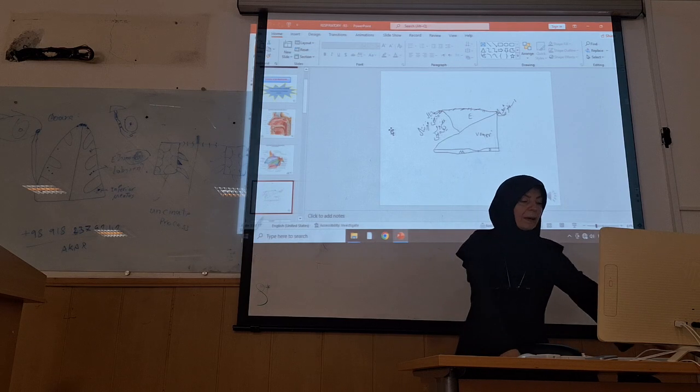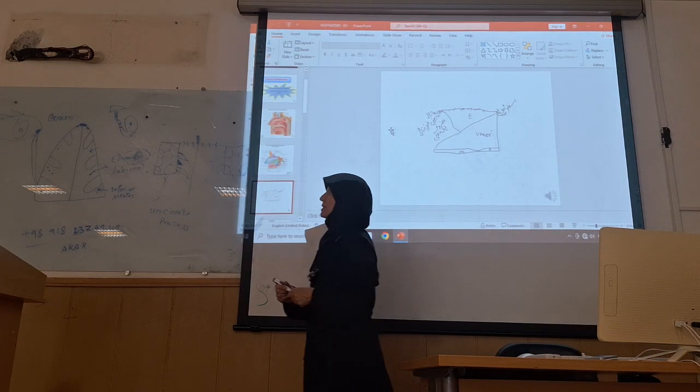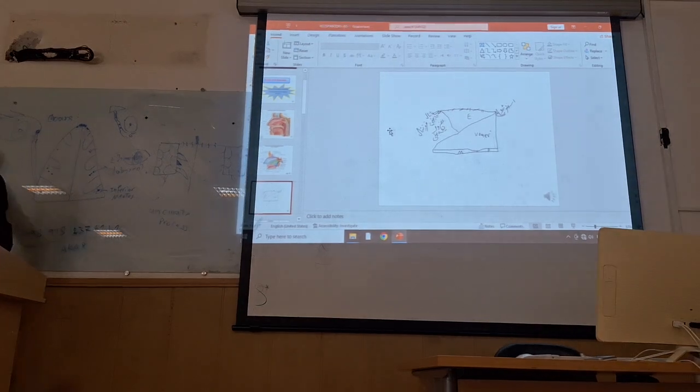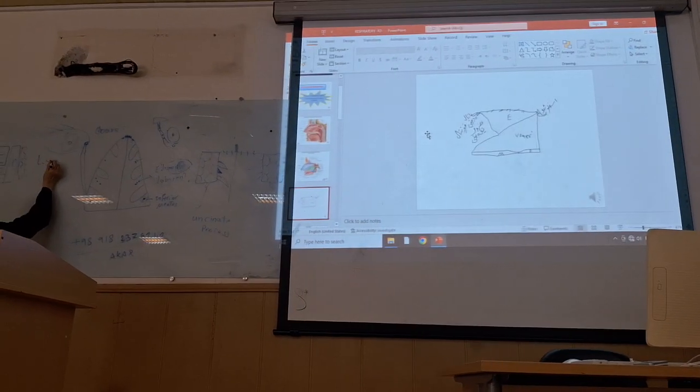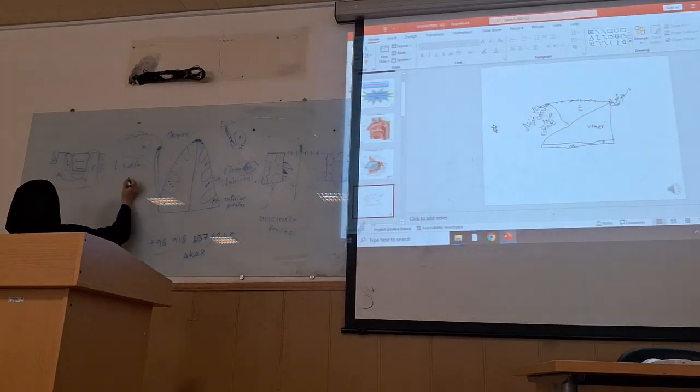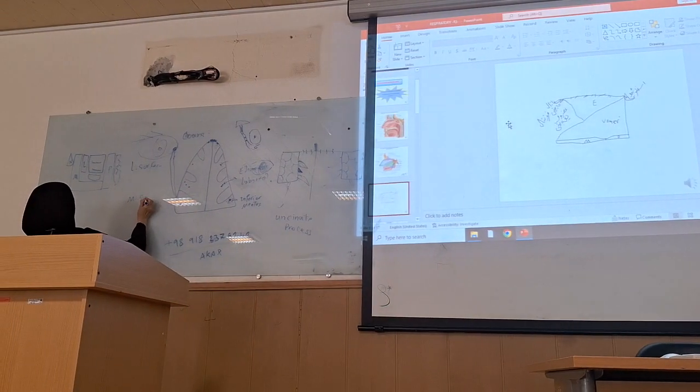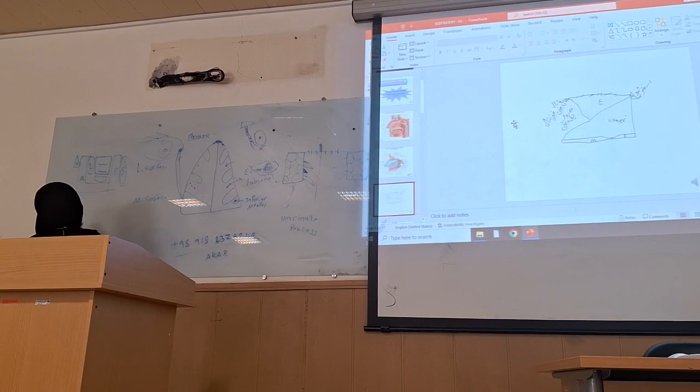To be able to remember, again, I draw this picture here. It is the lateral surface, the medial surface. Remember this picture.